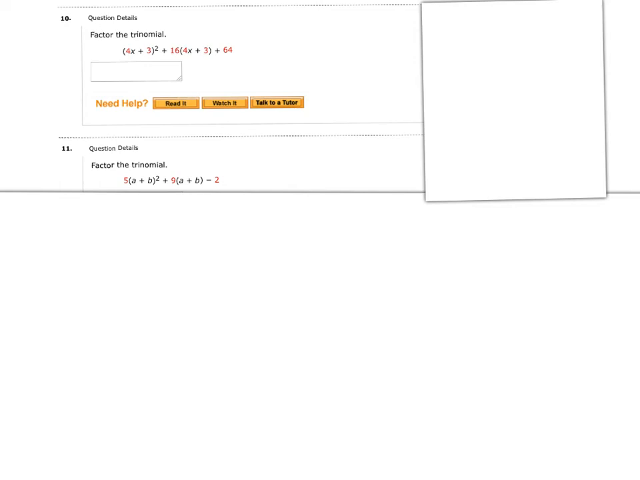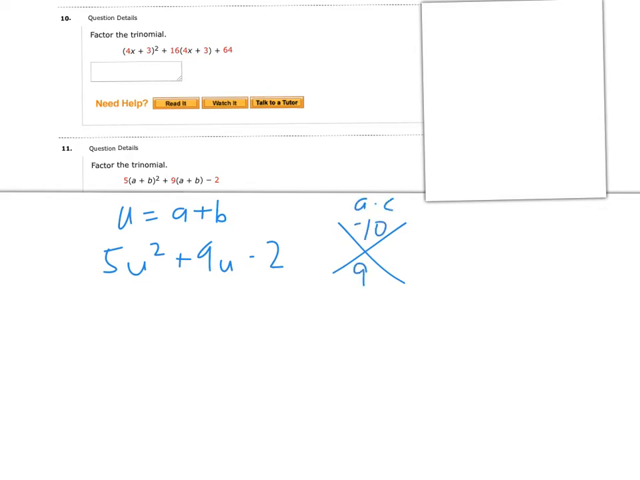All right, the next two here are pretty similar, so I'm going to go ahead and do number 11. For both of these, I would use u substitution. So you're going to let u equal whatever's in the parentheses, so I'm going to do a plus b here. I'm going to write this as 5u squared plus 9u minus 2. And now I'm going to do a diamond factoring. I got negative 10 up top for the a times c, and then 9 on bottom. So that'll be 10 and negative 1.